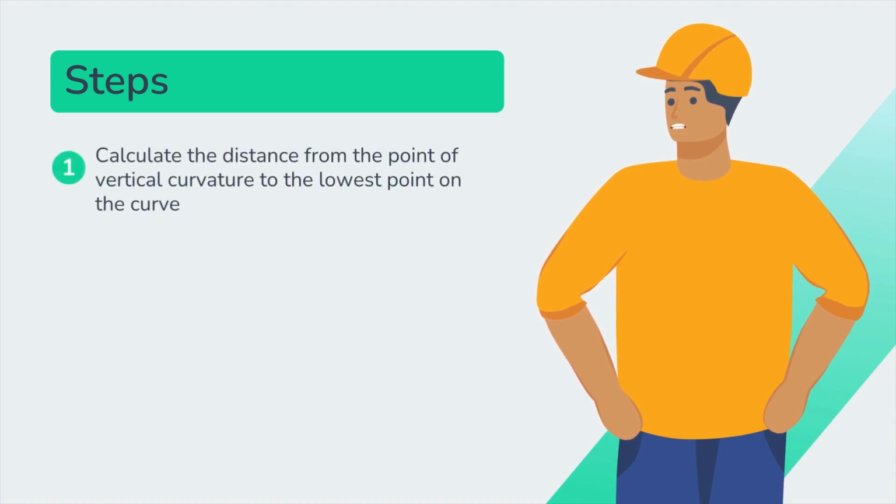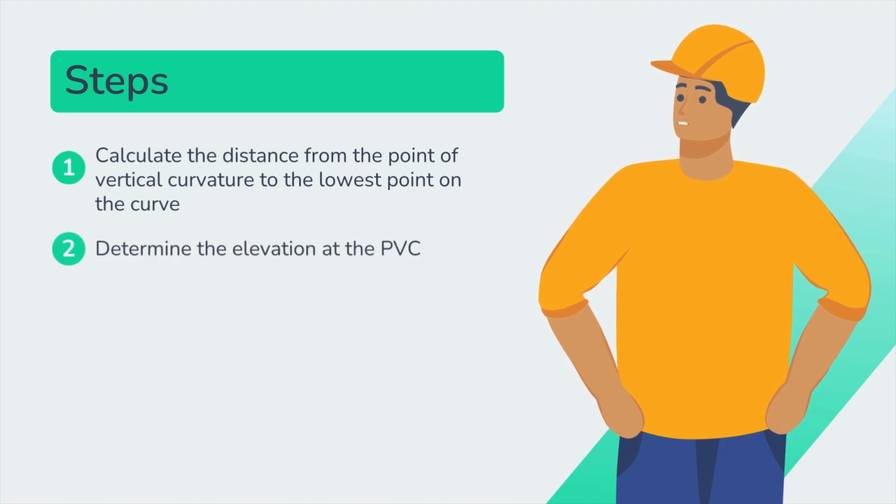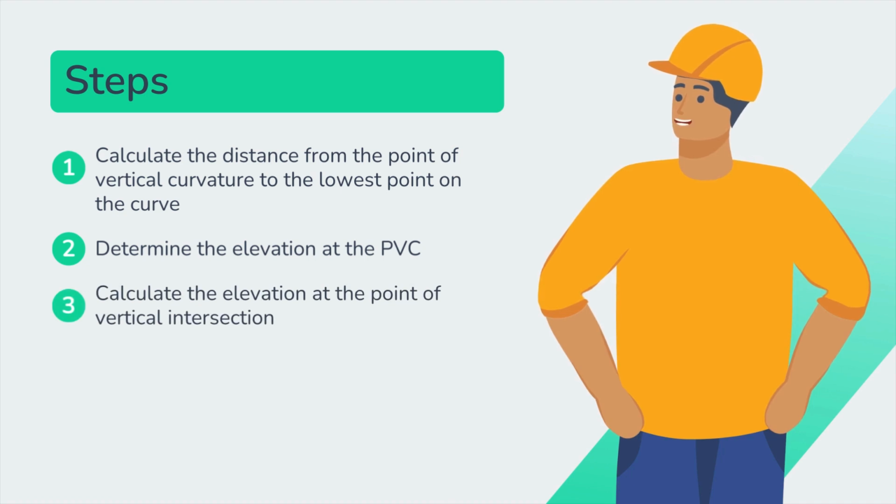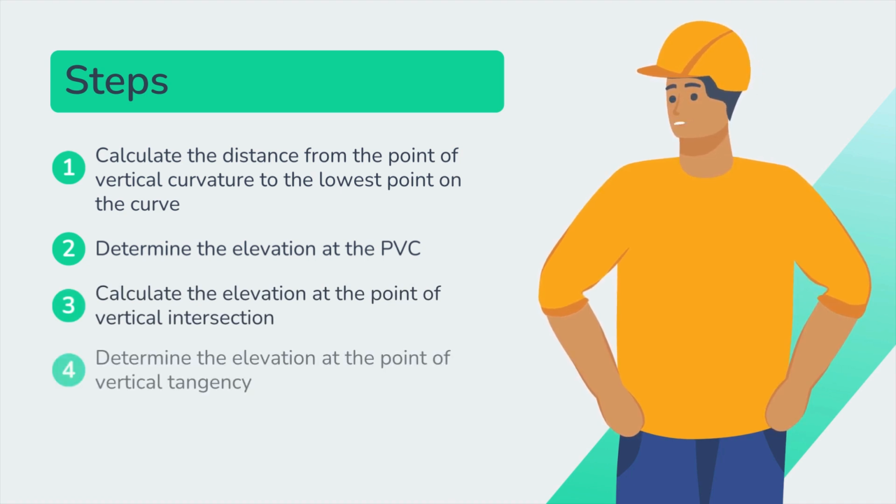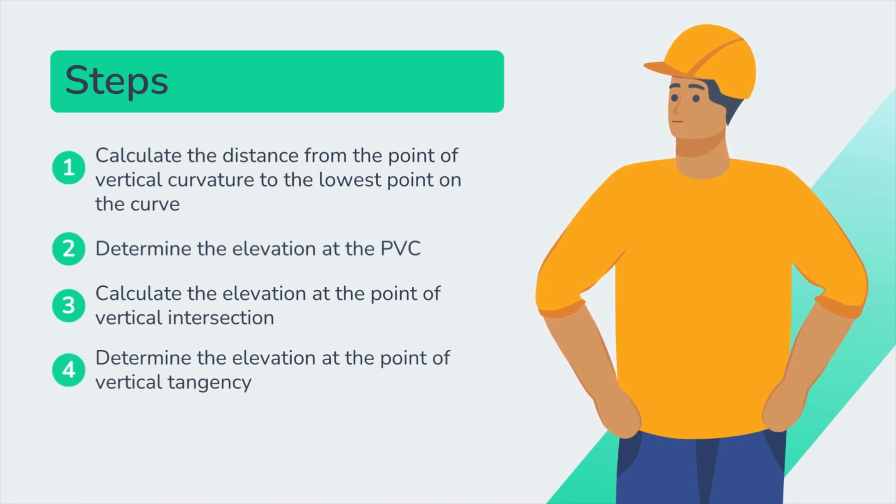1. Calculate the distance from the point of vertical curvature to the lowest point on the curve. 2. Determine the elevation at the PVC. 3. Calculate the elevation at the point of vertical intersection. 4. Determine the elevation at the point of vertical tangency.